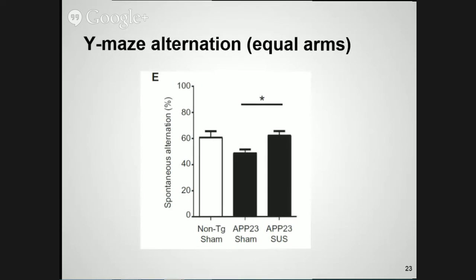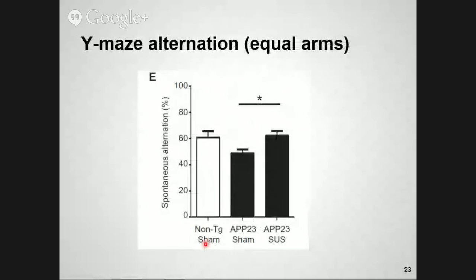And so if you go back and look, this is a non-transgenic animal, so there is no burden of plaques or anything else. This is what you would expect at baseline if the animal remembers perfectly, and their alternation rate is what you should be looking at. Remember, higher Y-maze alternation rates mean better cognition, better memory.